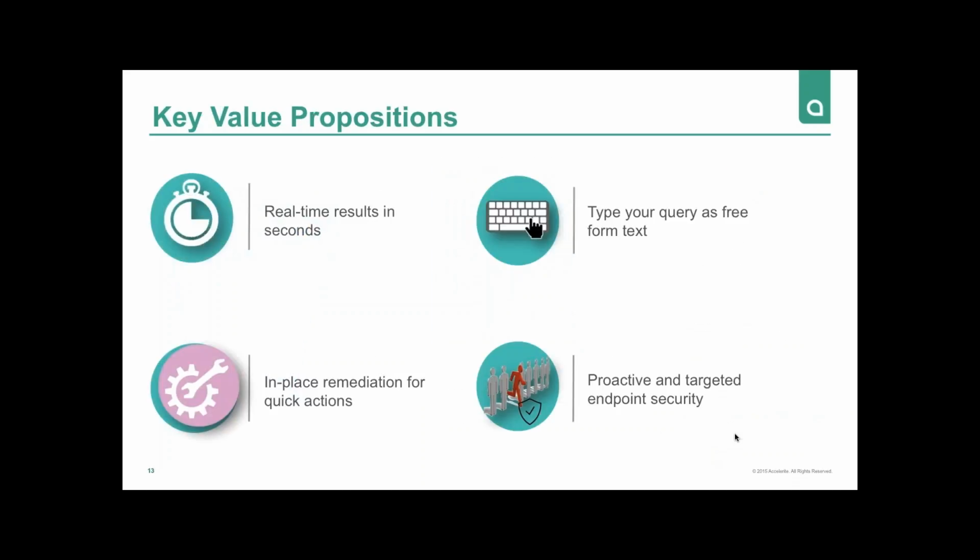So key value propositions. What we think are the key differentiators for Radia Live, and this is something that we have talked to many of you about, and a lot of you have given us very good feedback on this. The value of real-time results in seconds. So you don't have to wait days and weeks. You're going to get information in less than a minute, right? Typically, in fact, less than 30 seconds. And this is directly information from your endpoints and not from any other database or other repositories.